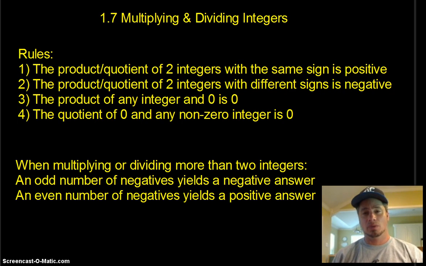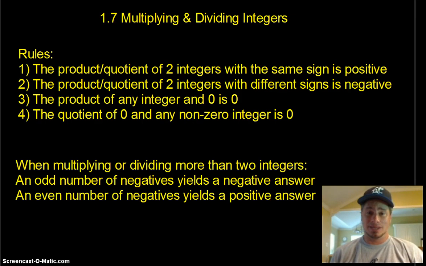Okay, so we want to look at a few rules before we get started. This will be really quick. There won't be a lot of discussion, but there are some rules that will help us. Rule number one: the product or quotient of two integers with the same sign is always positive. Whether both positive or both negative, the answer is always positive. The product or quotient of two integers with different signs is negative.